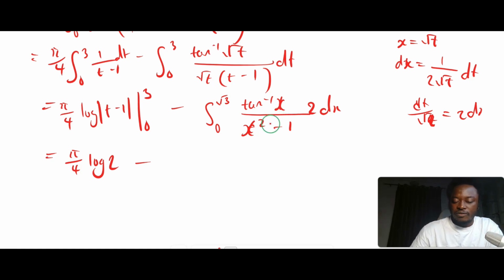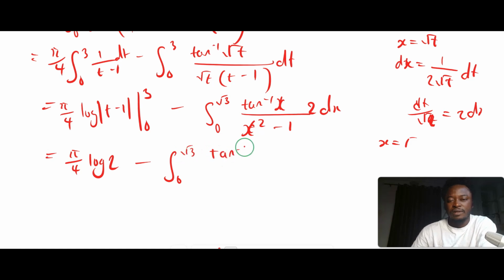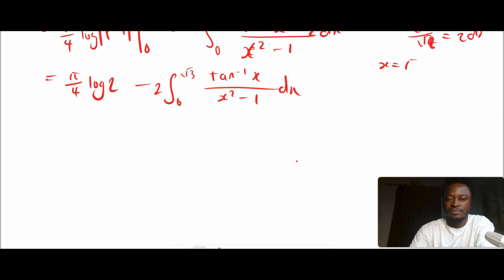I hope there's no mistake from our side there. So x is square root of t. Yes, there's no mistake, everything is in good shape. But this integral now is what we have to worry about: the integral from 0 to square root of 3 of tan inverse of x, all divided by x squared minus 1 dx, twice. So let's focus on this integral here.